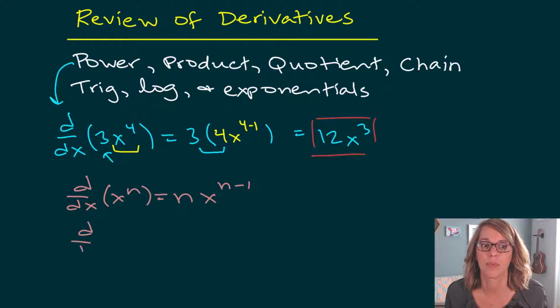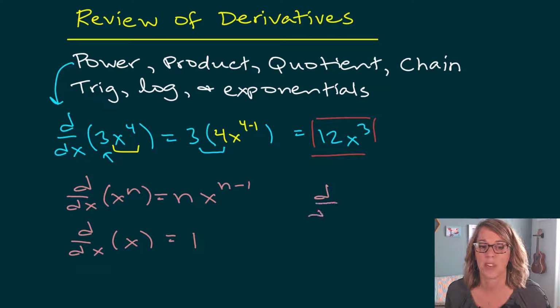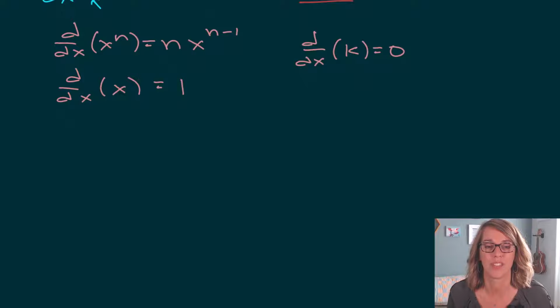Another important, really easy to apply rule is the derivative of just x. So the derivative of x is equal to 1. And finally, let's do the derivative of a constant. So the derivative of some constant, we'll call it k, is equal to 0. Let's take a look at some more derivatives applying these rules.